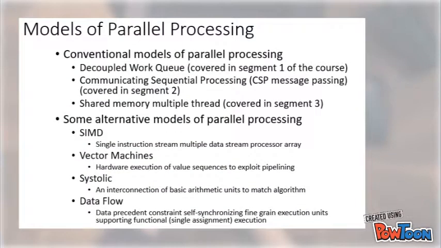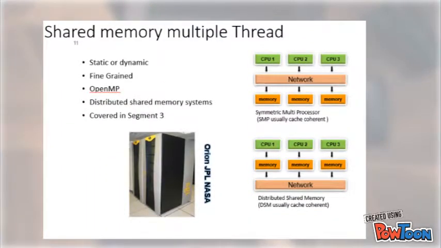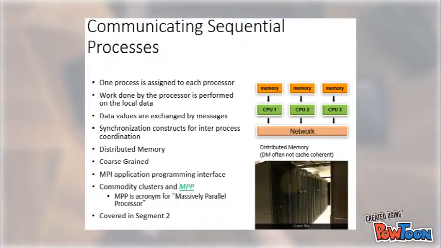This is the model of parallel processing. Some alternative models of parallel processing are SIMD, vector machine, systolic, and data flow. Shared memory, multiple threads, static or dynamic, fine-grained, OpenMP, distributed shared memory system. As you can see, this is communicating sequential processes.